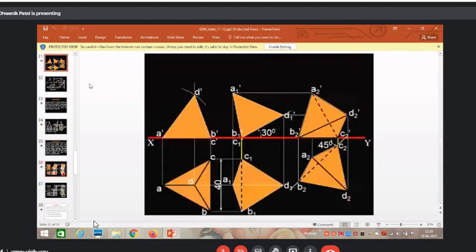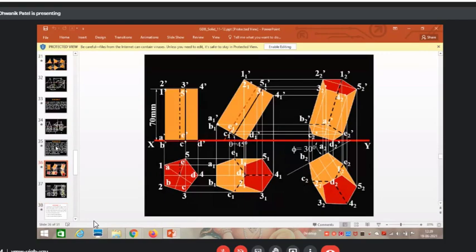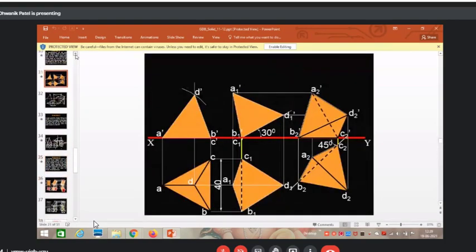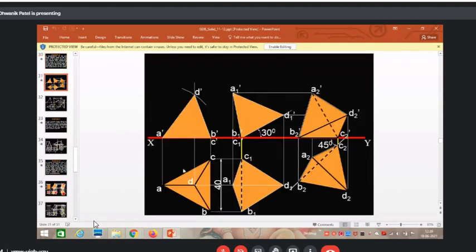So yesterday we solved two problems. One is the pentagonal prism, and the second one is the tetrahedron. What is the meaning of tetrahedron? Tetrahedron means triangular pyramid. Here you will draw the base as a triangular shape. Then you will find out the apex point. So how will you find out the apex point?